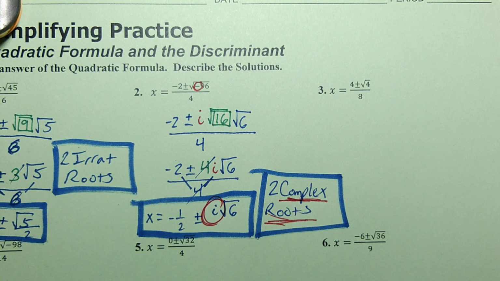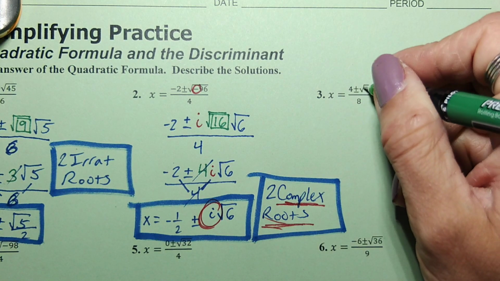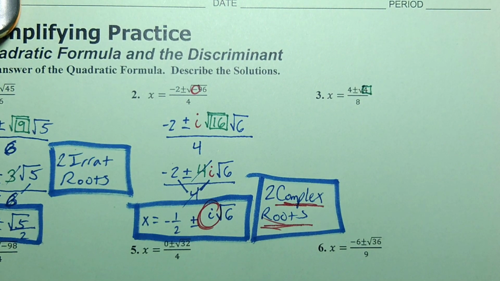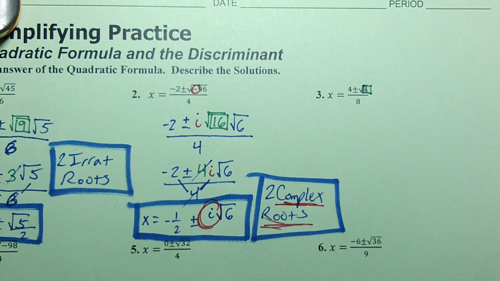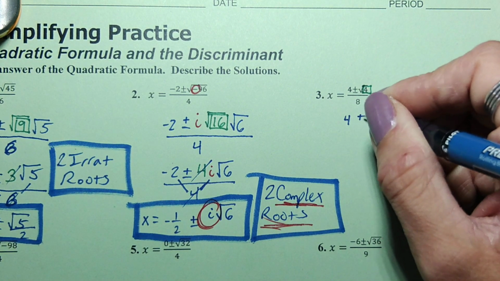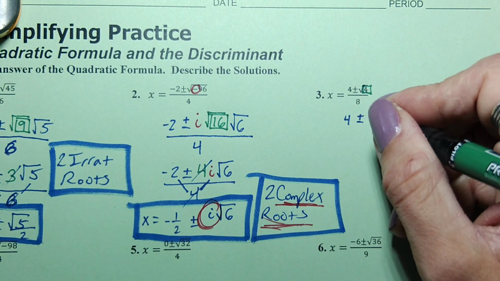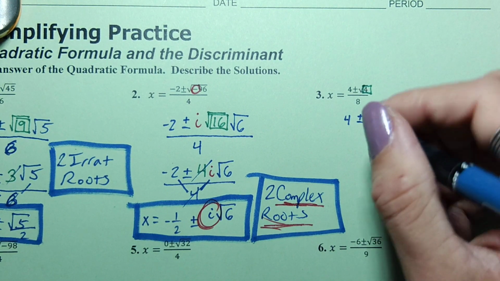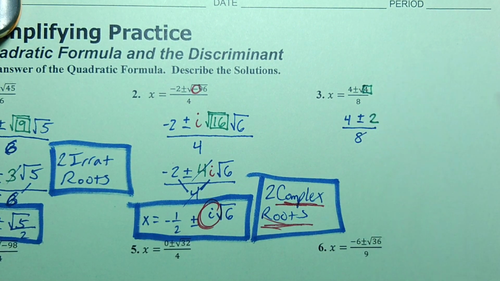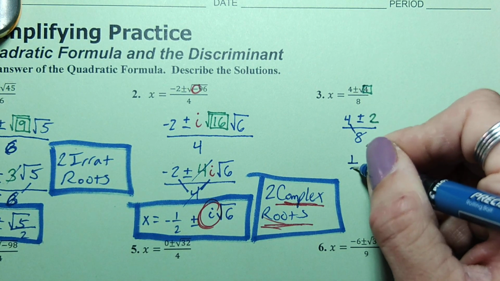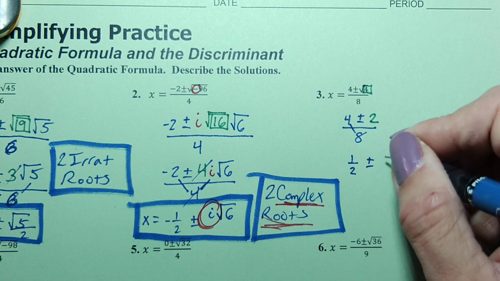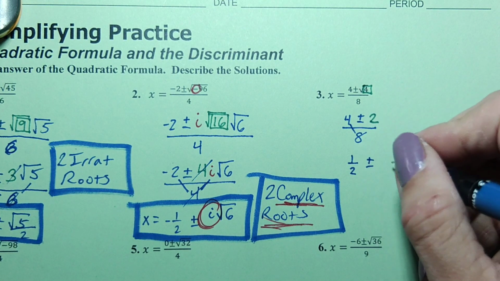Now, moving on to number 3, when I go to simplify that square root, what's the biggest perfect square we can take out of 4? Psych, 4 actually is a perfect square. So I don't need to break it up into factors at all. We would just have 4 plus or minus square root of 4, which is 2, over 8. From here, division distribution. So that gives us 1/2 plus or minus 2 over 8, which is 1/4.